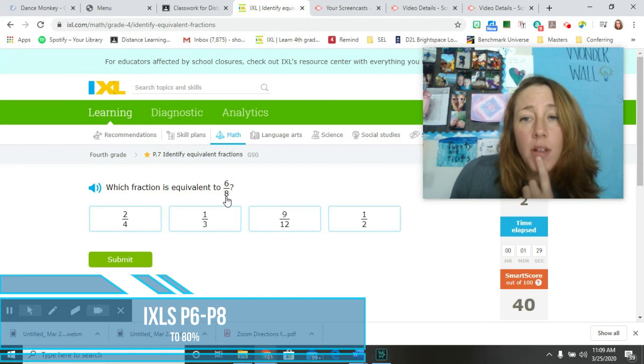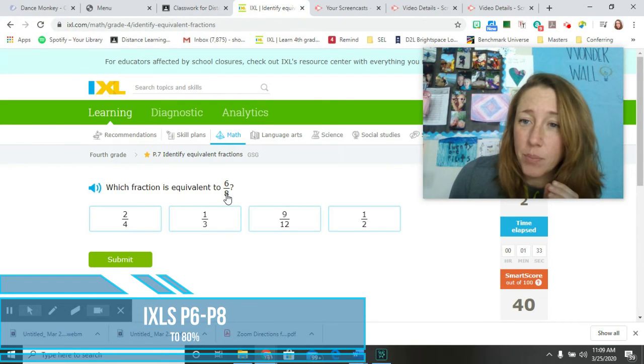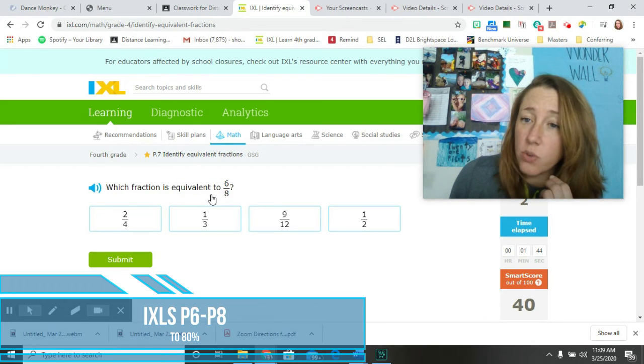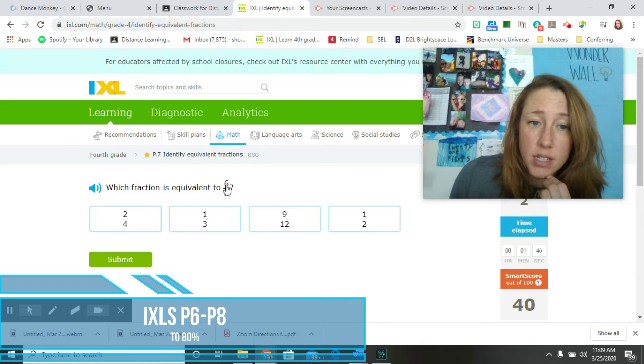9/12. Well, I'm going to reduce this. I'm going to think, okay, so I have 8, but I can get smaller than 8 and smaller than 6. This is what I was talking about before you guys left. So I can divide these both by 2 since they're both even numbers, right? 8 divided by 2 is 4. 6 divided by 2 is 3, so I have 3/4 now. Which one of these is equal to 3/4?